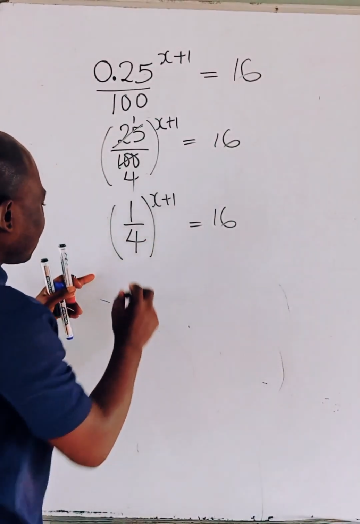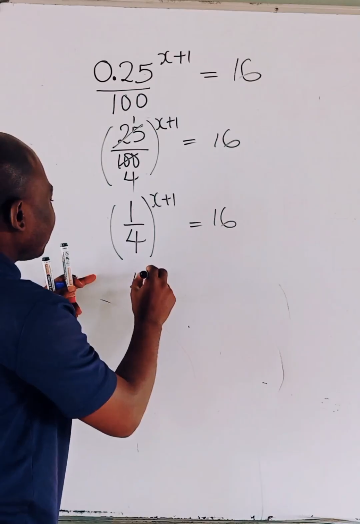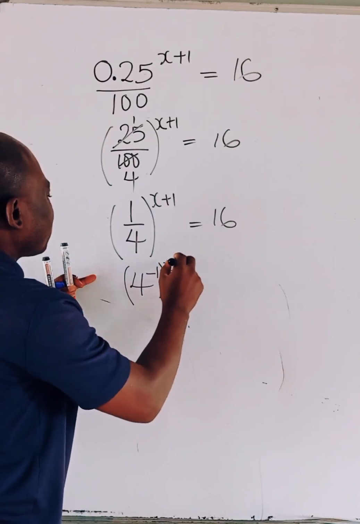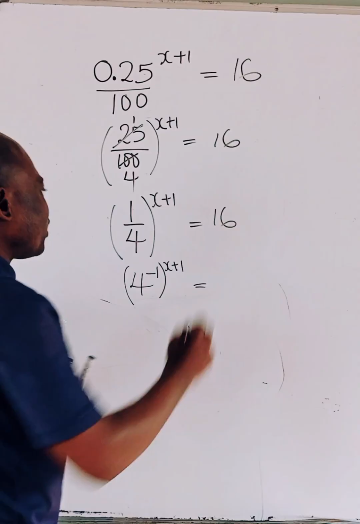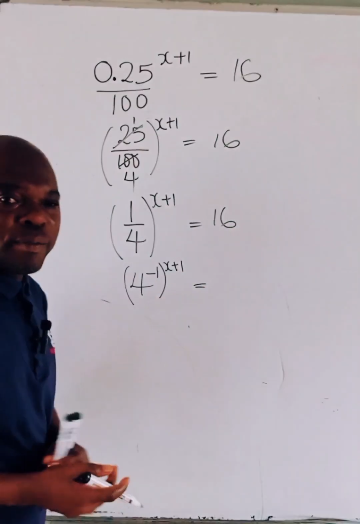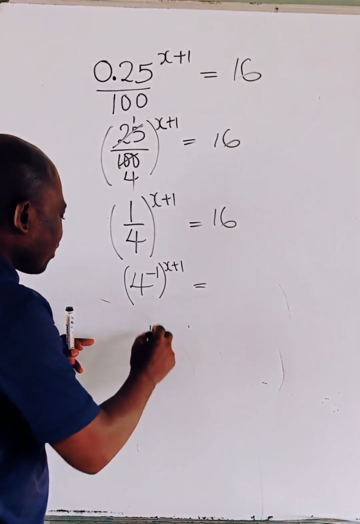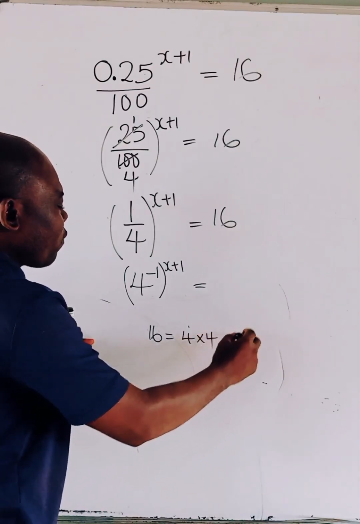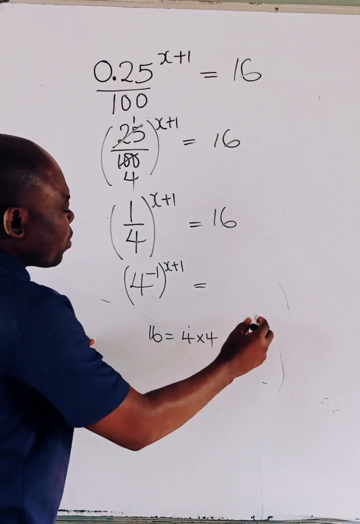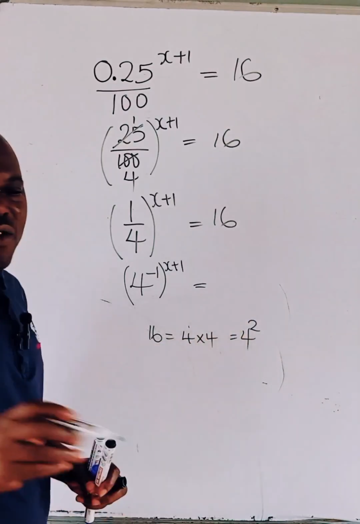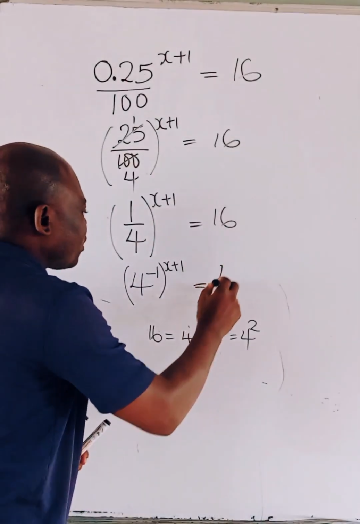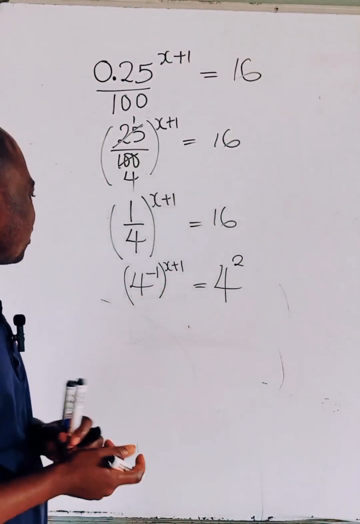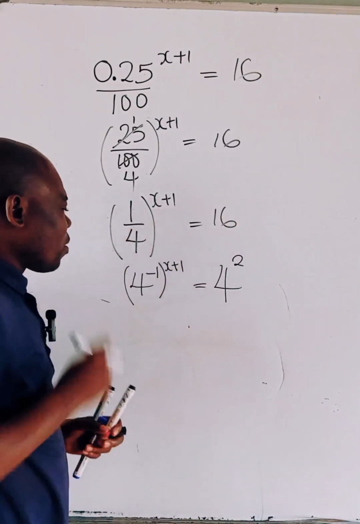So what we have now becomes 4 raised to the power of negative 1, in brackets, raised to the power of x plus 1 equal to 16. 16 can also be put in the same base as 4. 16 can also be written as 4 times 4, which is how many 4s? 1, 2. So we raise to the power of 2. So 16 is the same thing as 4 raised to the power of 2. All right? So we continue to get this power result.